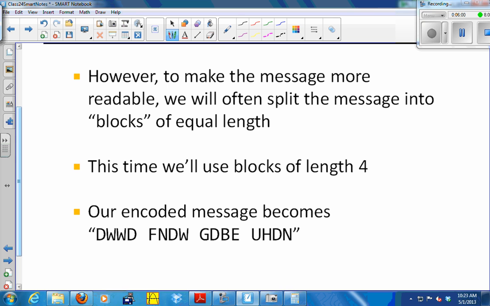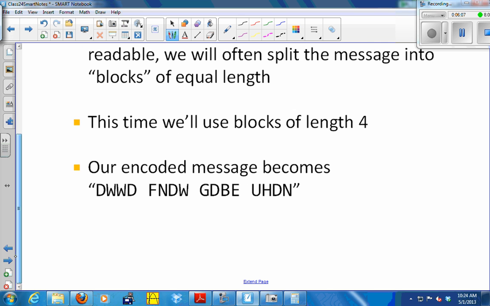However, to make the message more readable or nice looking, we often split it into blocks of equal length. So in this particular case, we can split it into blocks of length 4. I just took my encoded message and made little 4-letter words.